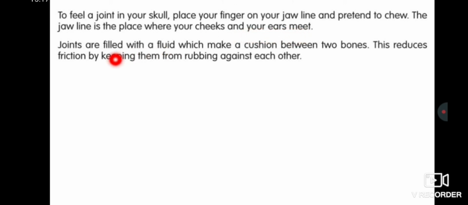Okay. Joints are filled with a fluid which makes a cushion between two bones. So beta, what is the need of this fluid? I will tell you. This reduces friction by keeping them from rubbing against each other. You know, if there is no fluid between the two bones, then what will happen? They will.